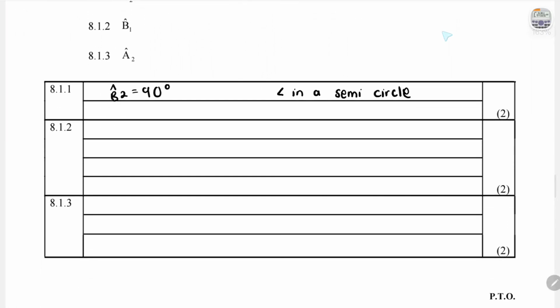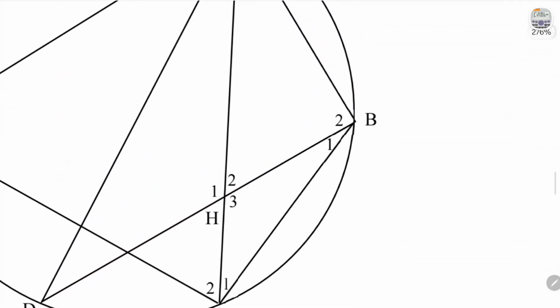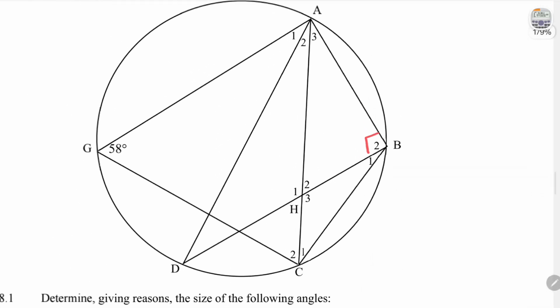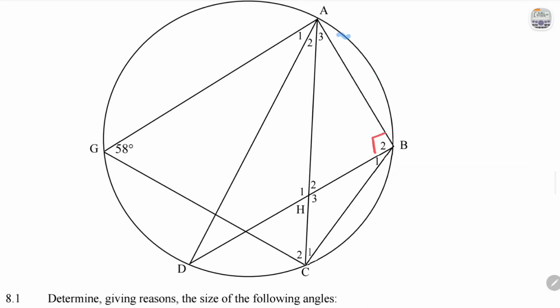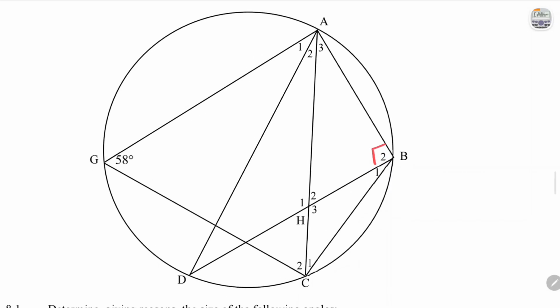Moving on to the next question. Question 8.1.2, we have to find angle B1. So we're going to mark down that this is 90 degrees. If this is 90 degrees, how do we find angle B1? B1 is also at the circumference. We don't really have any other angle supported by DC that has a numerical value right now, so we're going to relate it to the angle that is next to it. Do you see how it sits next to 90 degrees?